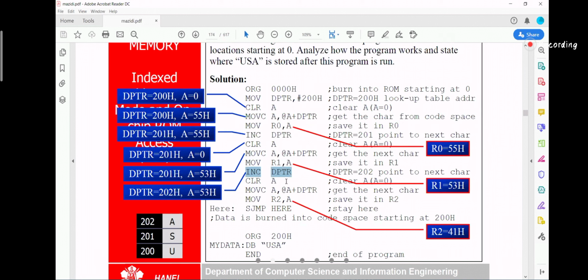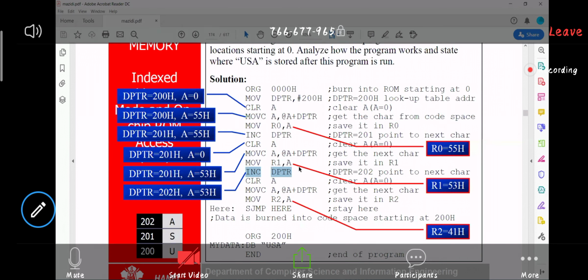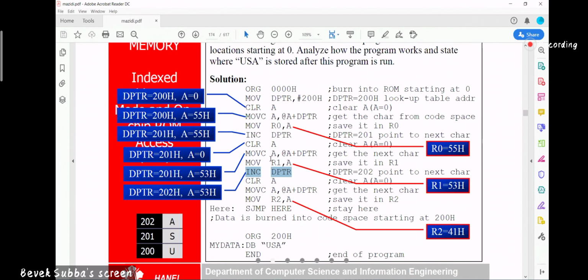They have not used looping here. You can use a loop also, with a counter of 3. Yes, you can do this with DJNZ looping. It is very simple. If you understand from this part to this part, you will know this basic example. This is not that complicated.